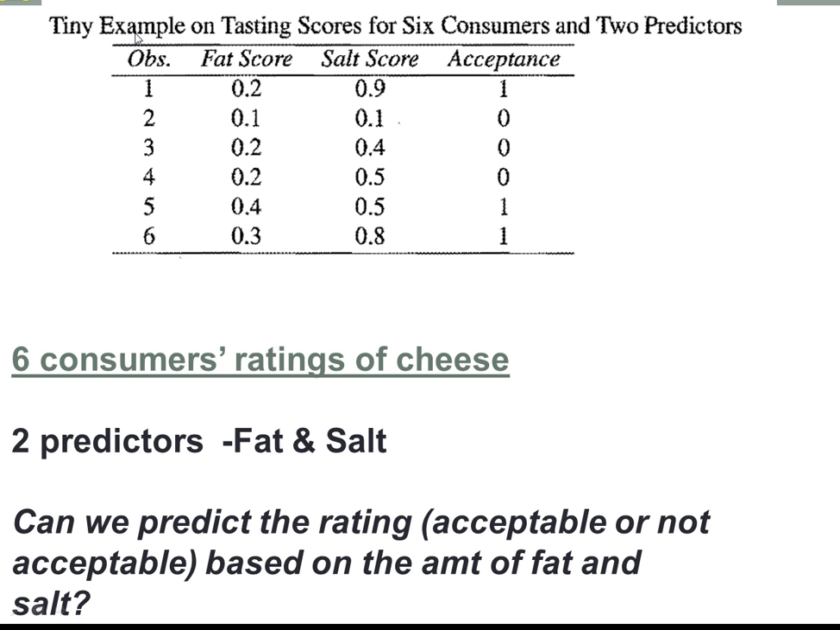So look at the first row. Well, look at the column headings first. What do we have in the first column? This is the observation. So you have observation 1, 2, 3. In other words, let's say this is cheese 1. And then what do we have? Information about cheese 1: how much fat it has in there, how much salt is in there, and then whether people liked it.